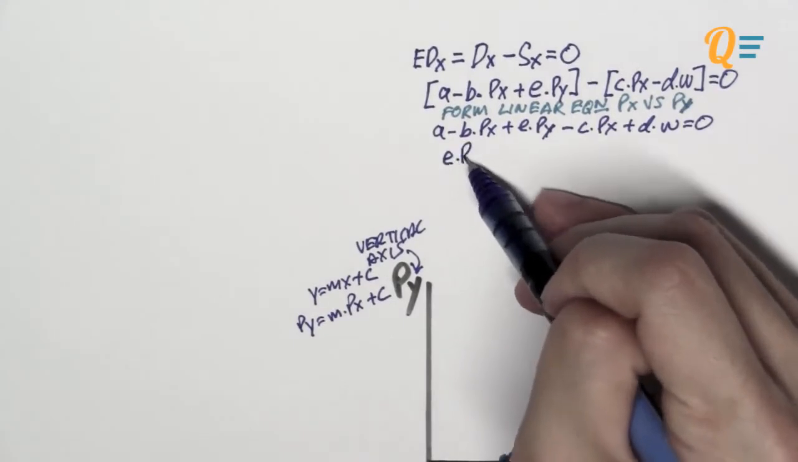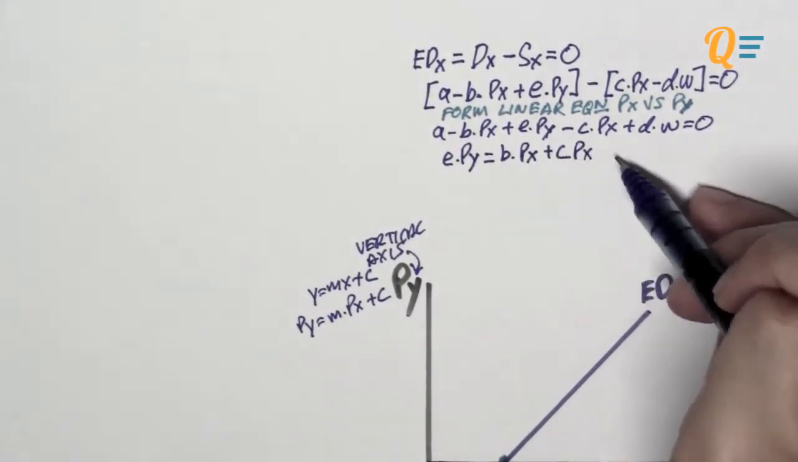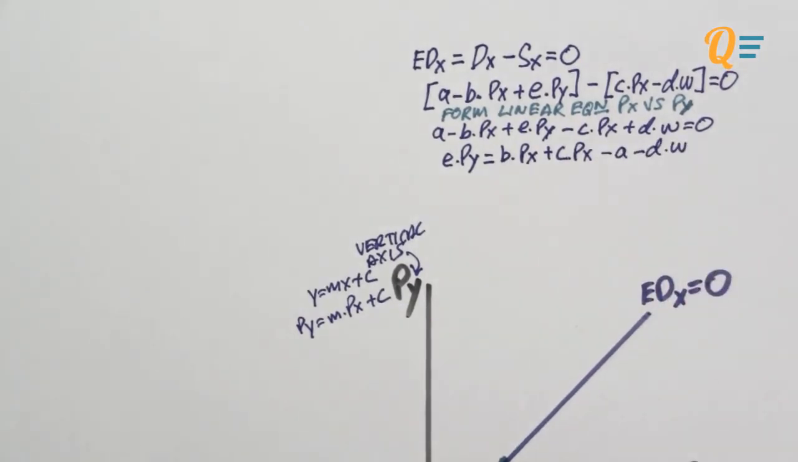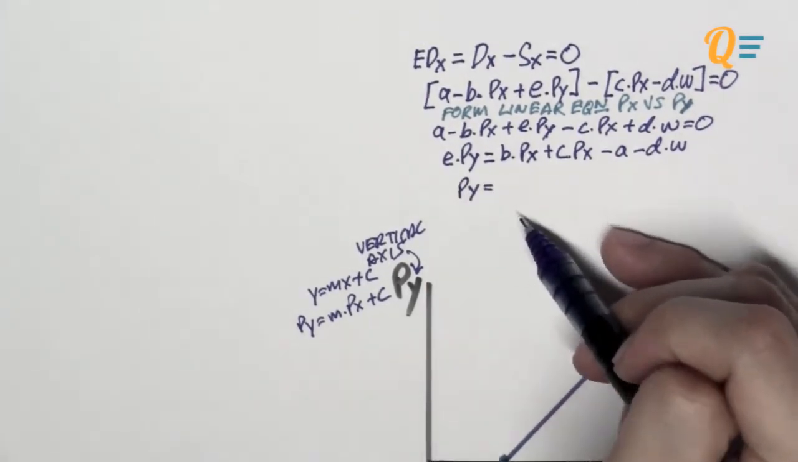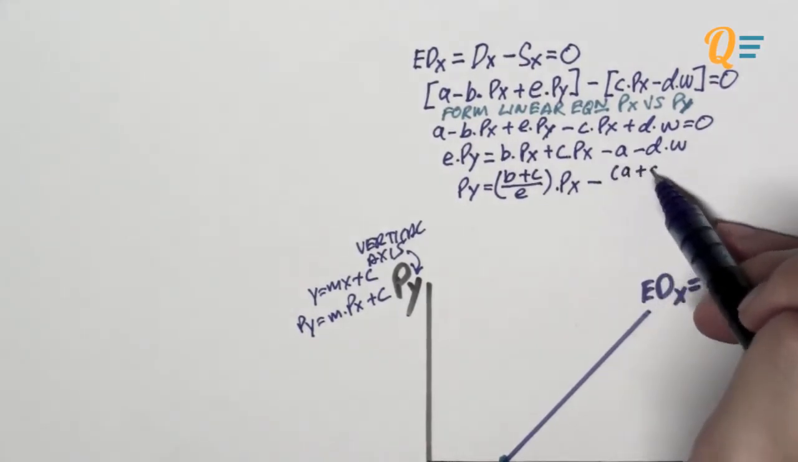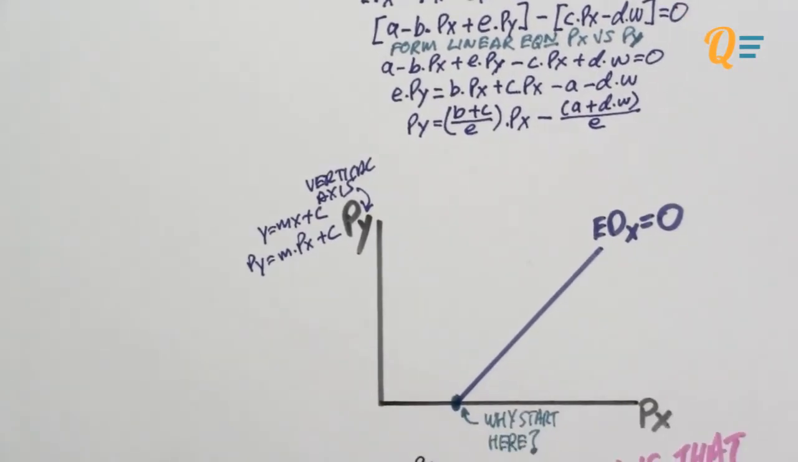So what I'm going to do now is isolate the price of Y on the left hand side of the equation. I'm just going to go through this very quickly, because what we want is the y equals mx plus c format of this equation over here. So this is what we have. As you can see, it is in the form of y equals mx plus c.